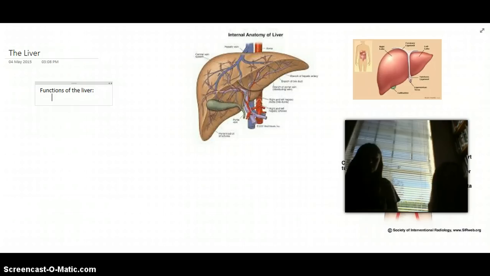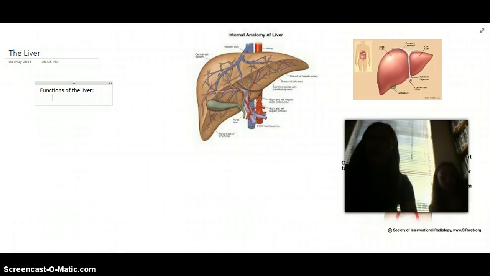They also have a lot of mitochondria for energy production, and large peroxisomes, or vesicles containing catalase and other digestive enzymes for detoxification of poisons and alcohol. So now that you know the structure, we're going to talk about the functions of the liver.